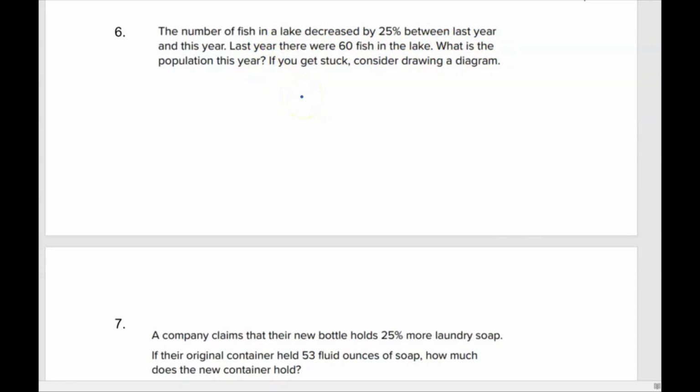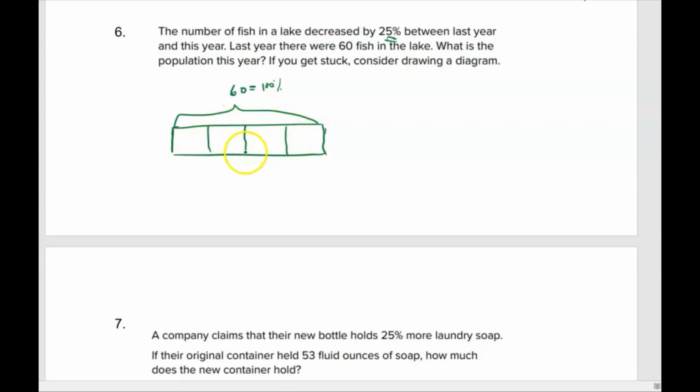If you get stuck, consider drawing a diagram. Okay, so I might just start off with that right away. My tape diagram can be really helpful. I know that last year I had 60 fish, so the total would be 60. And again, 60 represents all of it, or 100%. And it decreased by 25%. Well, I know 25% is the same as a fourth, so I'm going to break this down into 4 groups, and each chunk here will be worth 25%.